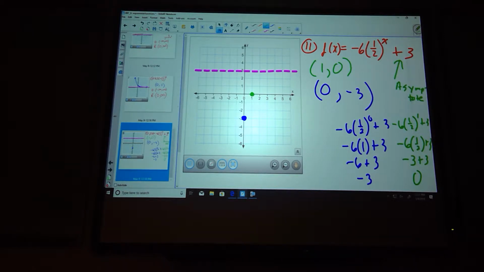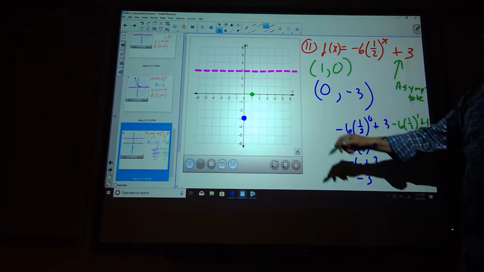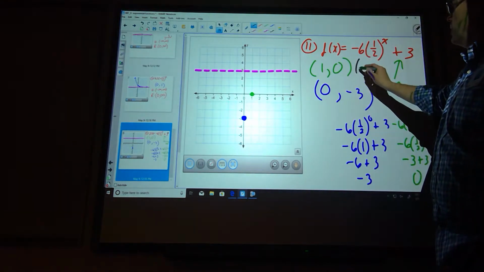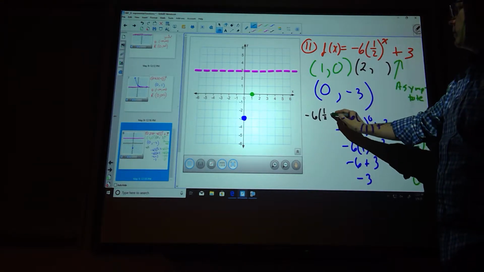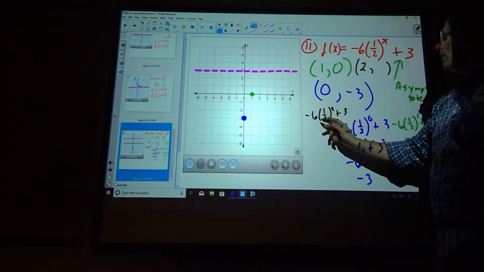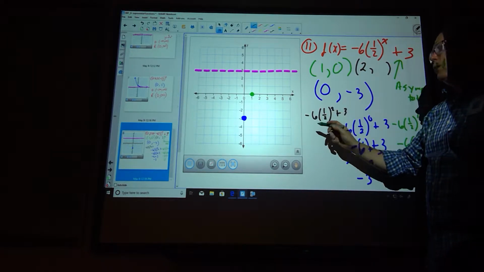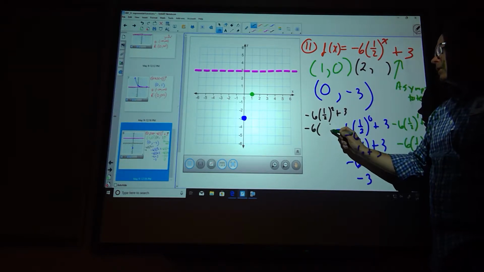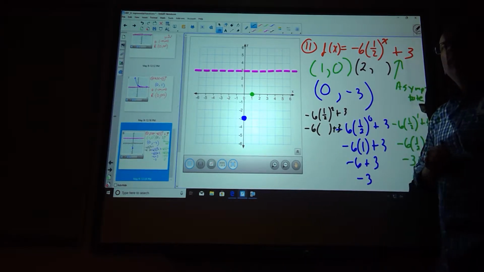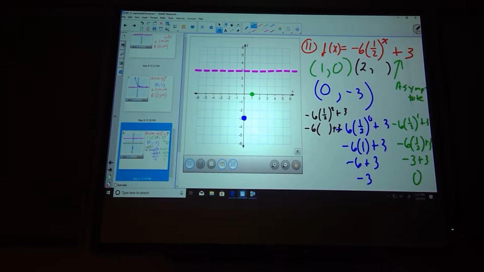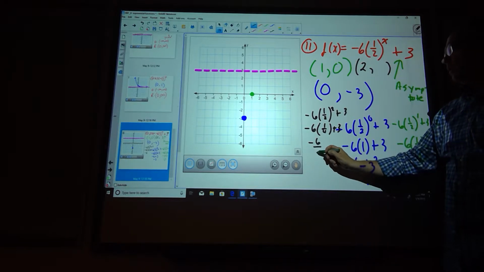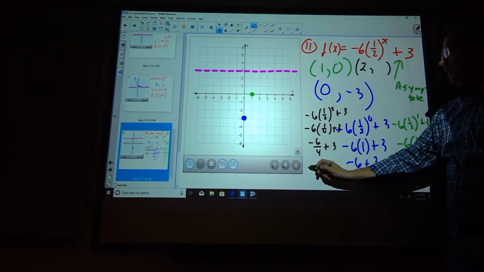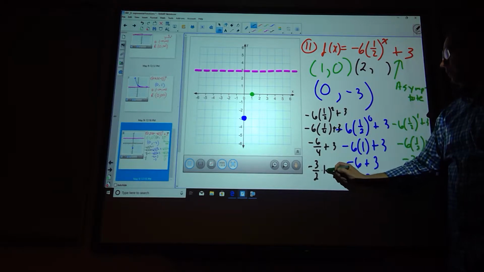What would be another okay number maybe to plug in? I'm just trying to decipher what this graph's going to look like. So I'm going to plug 2 in. So I get -6 times 1/2 raised to the second plus 3. So what's 1/2 times 1/2? 1/4. Okay. So then I get -6 times, so that's -6 over 4 plus 3. That's -3 over 2 if I reduce that, plus 3.